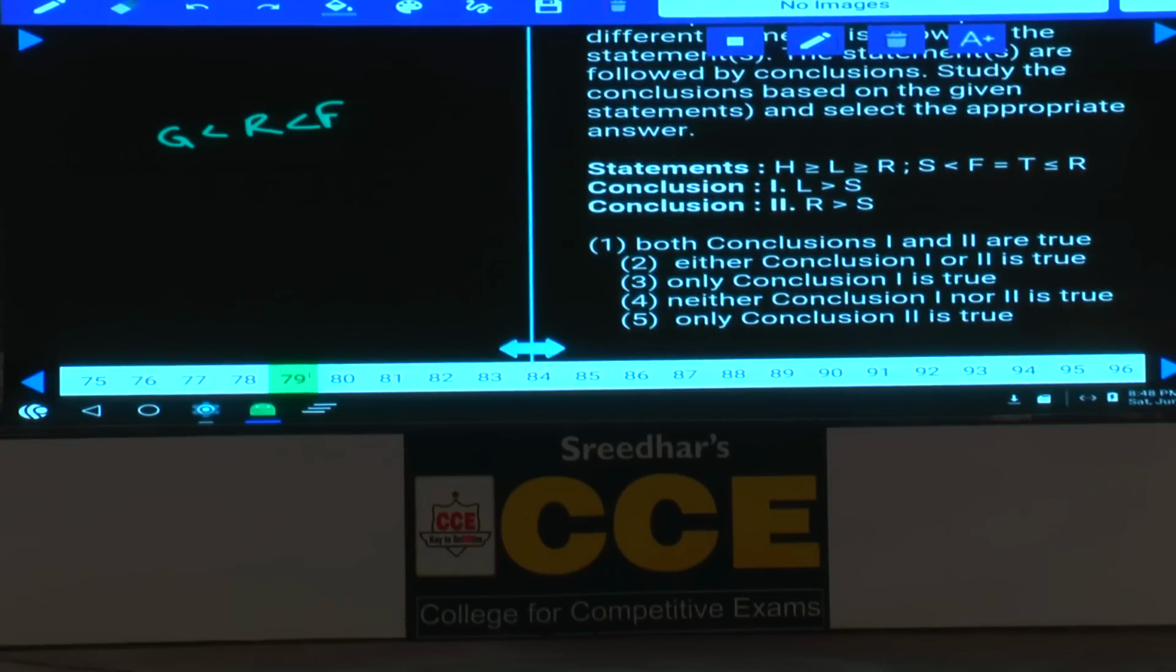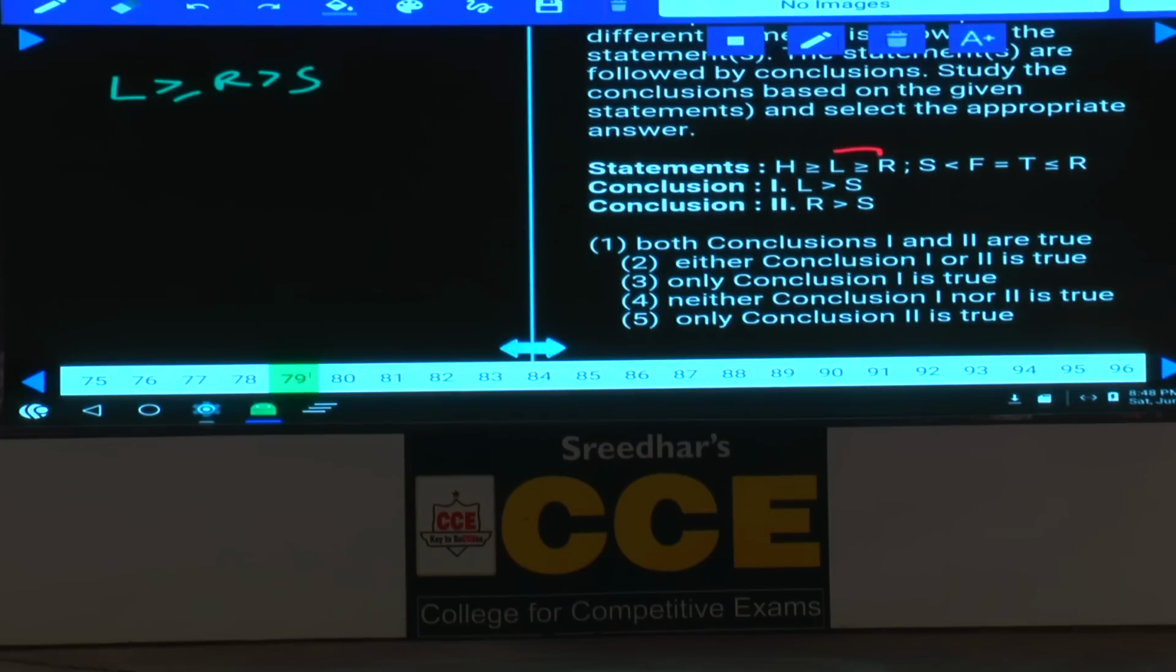Then 79, now in this one L and S. L and R and S. Between L and R, L greater than or equals to R, S lesser than R means R greater than S. L greater than or equals to R greater than S. Now between L and S, L greater than S is definitely true. Then coming to the second, R and S, L greater than R, now S lesser than R, R greater than S is true. Hence both the conclusions follow, choice 1, 79.